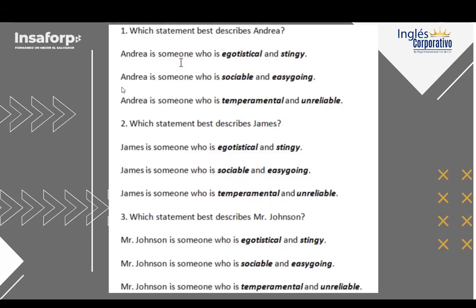Which statement best describes Mr. Johnson? Mr. Johnson is someone who is temperamental and unreliable. ¿Cómo se dice? Unreliable. Thank you very much on this one. All right, very good, excellent. So thank you guys, right? Was it difficult for you to understand the listening section there?